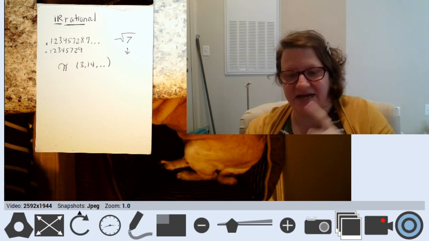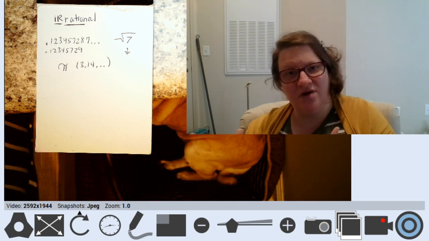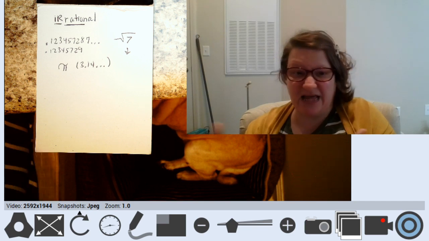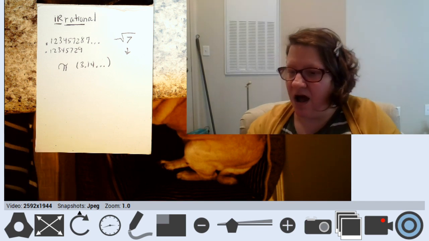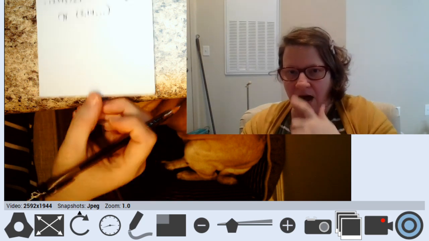Because again, there can be a decimal that never ends, like 0.333333, but that has a pattern of repeating 3 over and over and can be written as the fraction 1/3. All these other numbers can't be written as a fraction. So that's the theory behind rational and irrational.